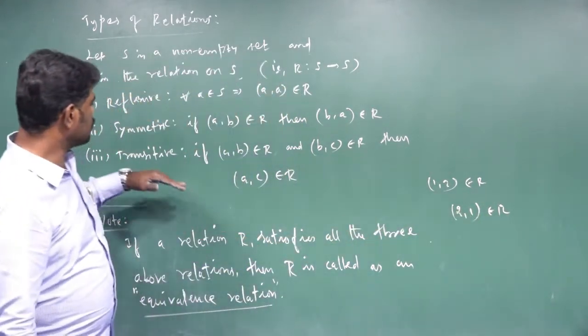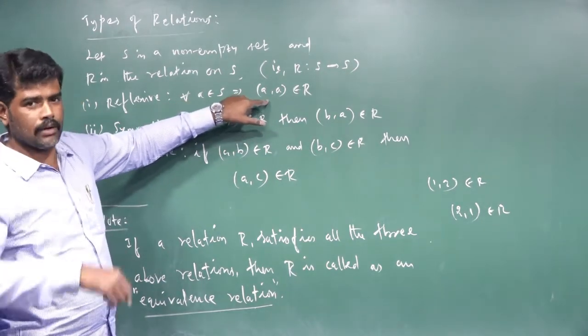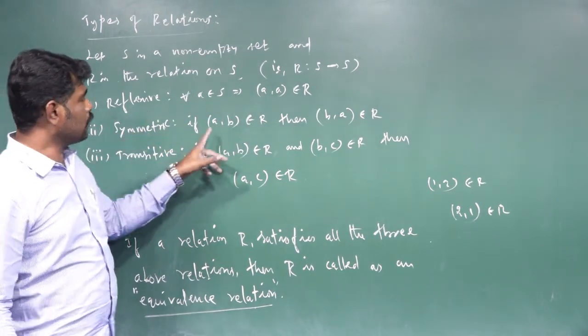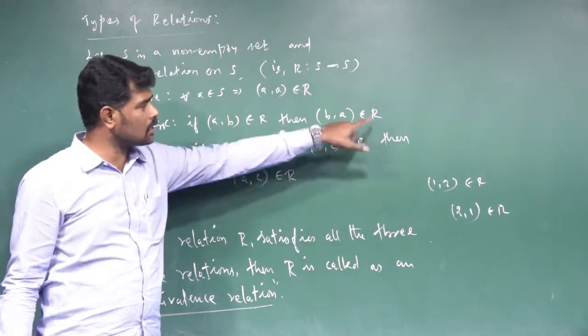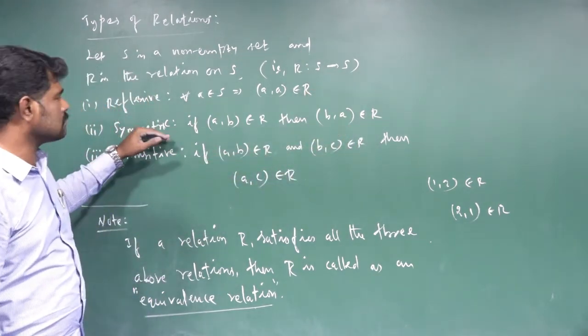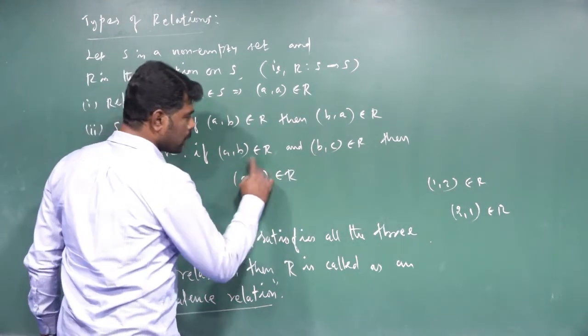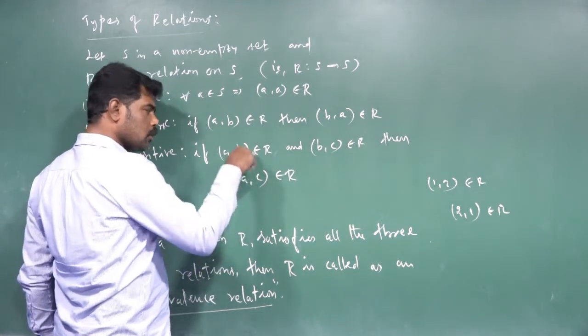So listen clearly. Every pair with the same element is called reflexive. If the pair (a,b) is there and the reverse pair (b,a) exists in R, then it is called symmetric. Then the third one, transitive. If these two pairs exist, then only we can go for this case: if (a,b) belongs to R.